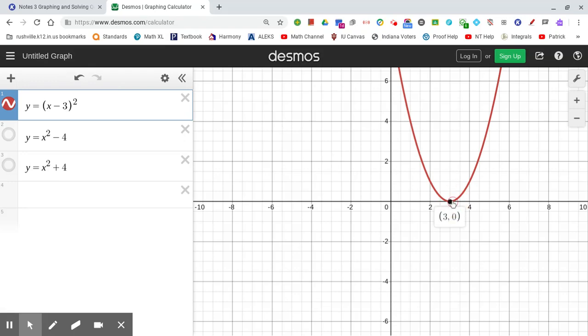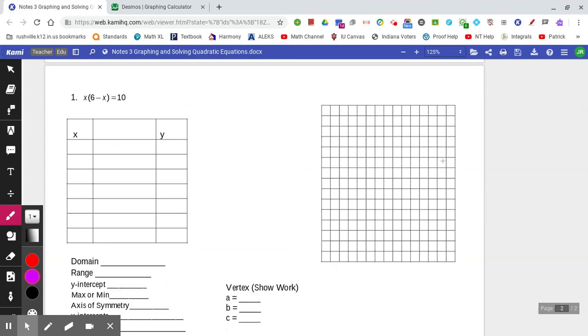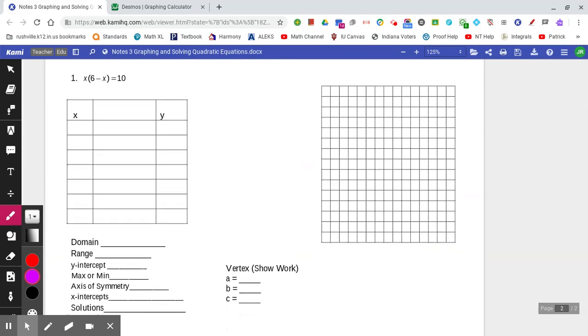Okay, here we have our vertex that's on the x-axis. That was one real root. That is called a double root. All right, so let's get into graphing these and using our graphs, analyzing them, talking about their different properties, as well as using them to solve.